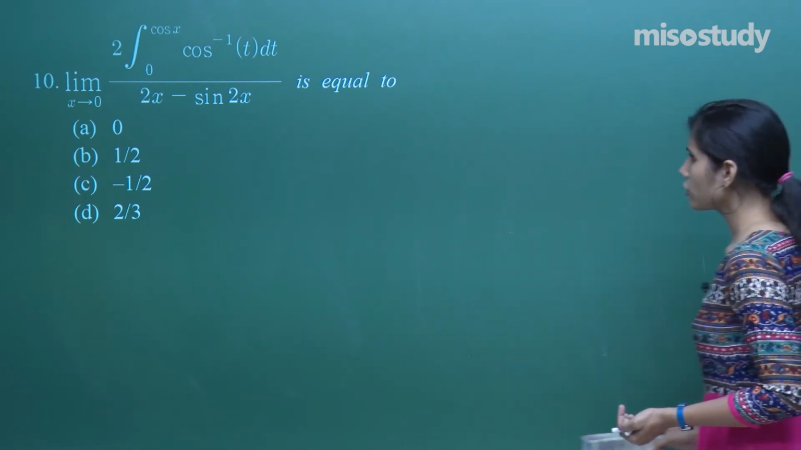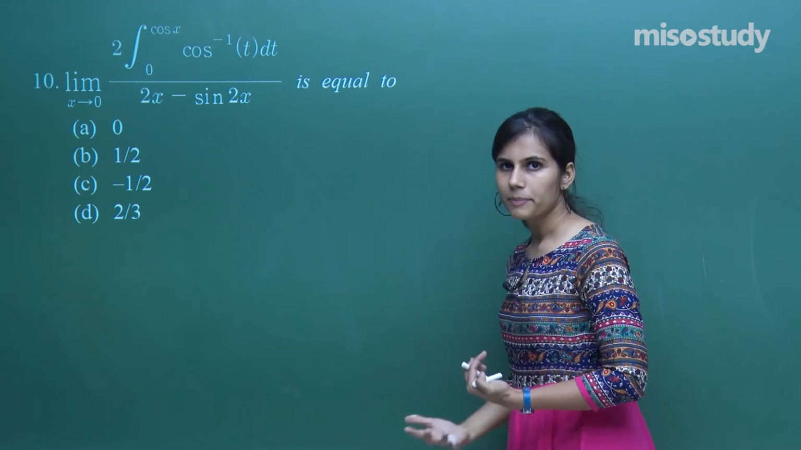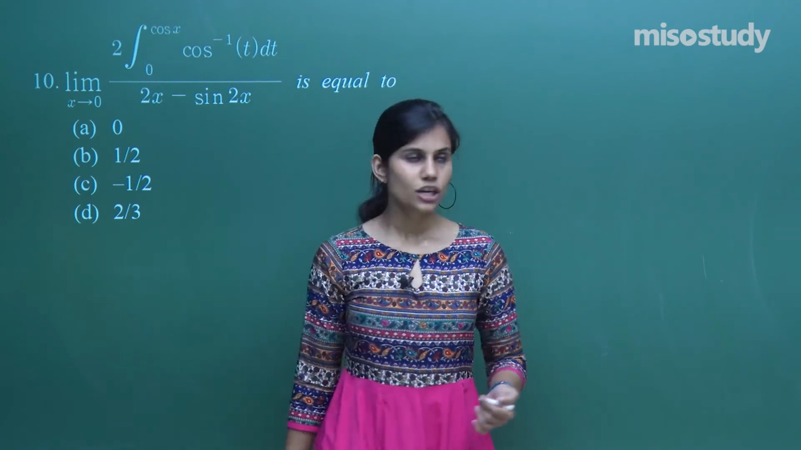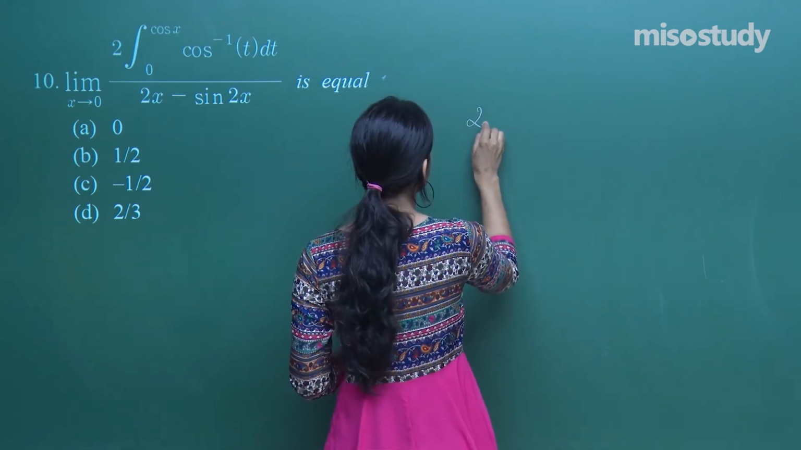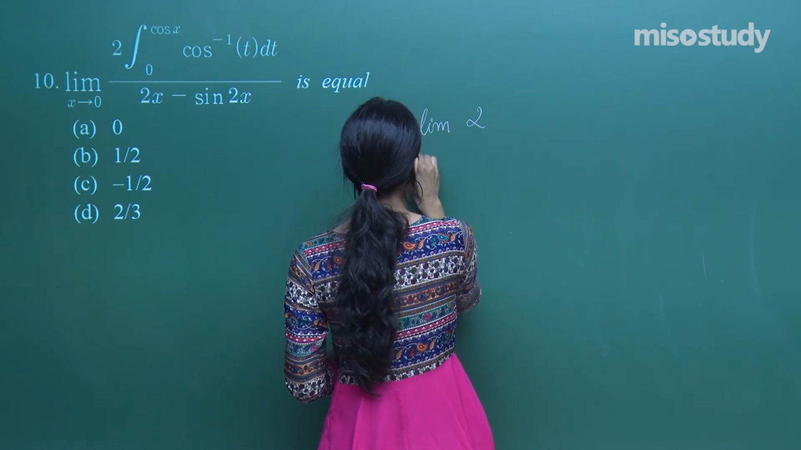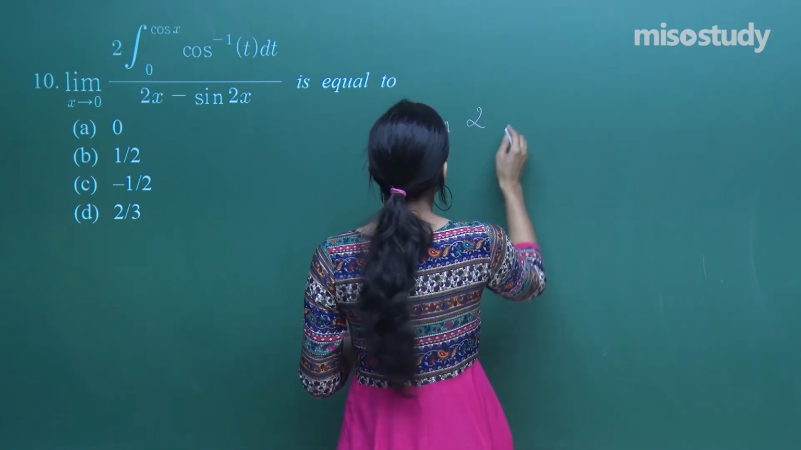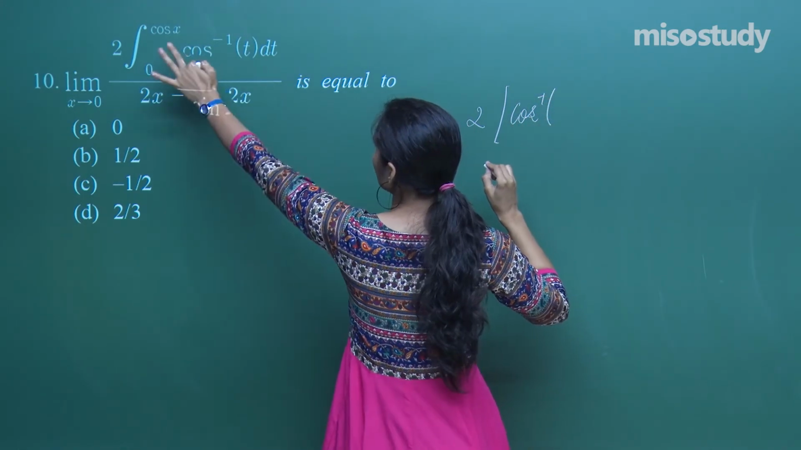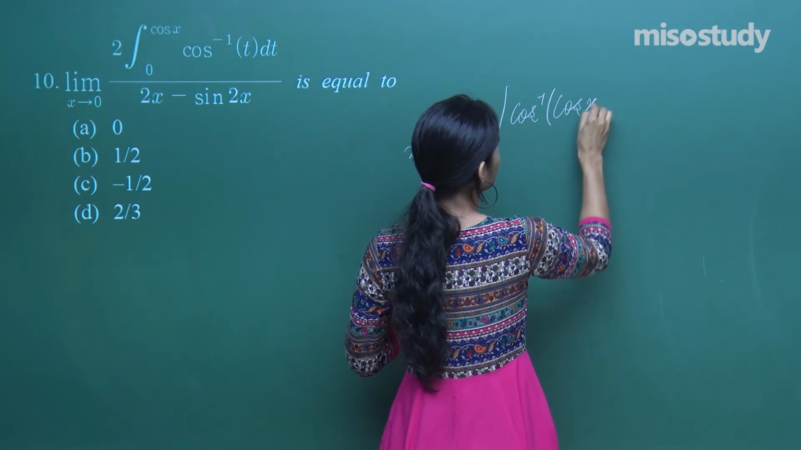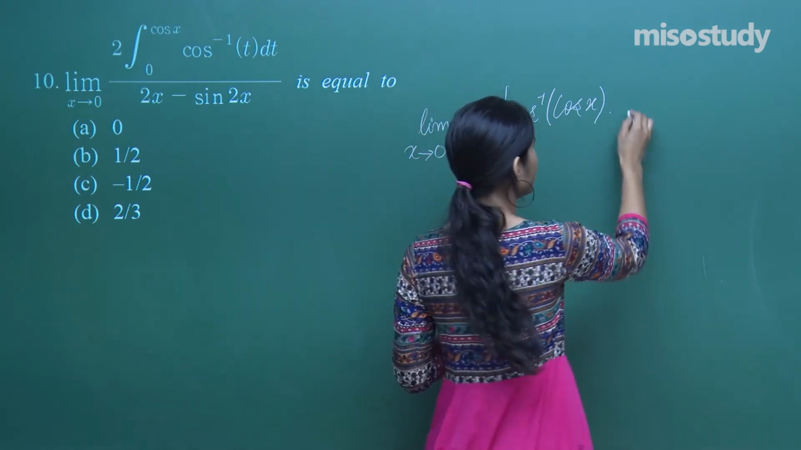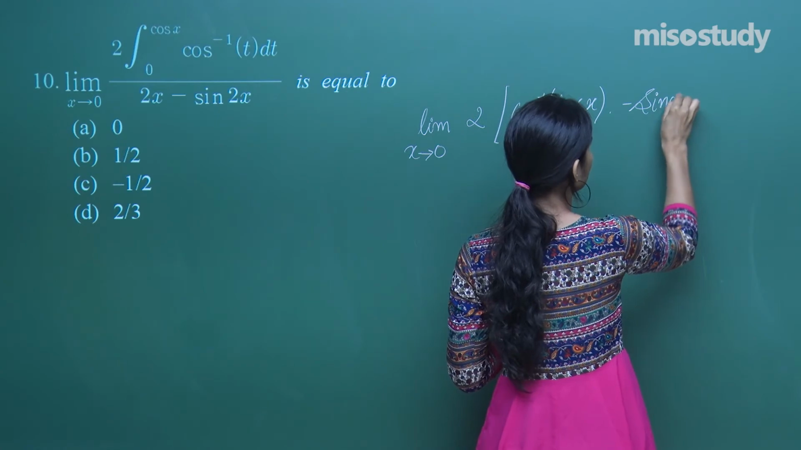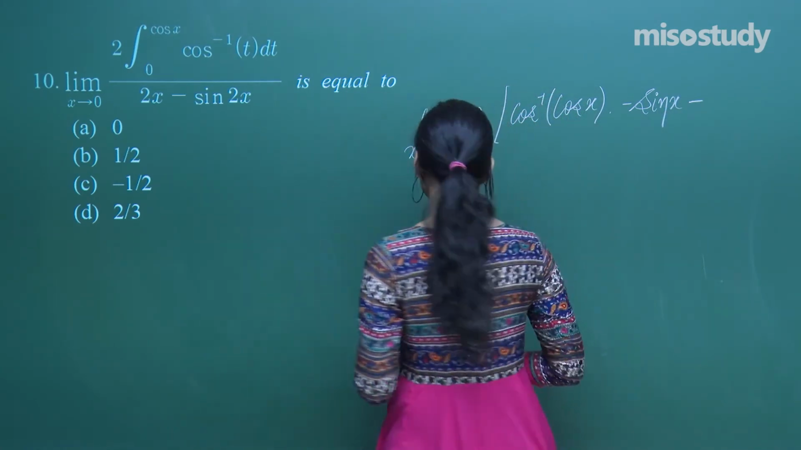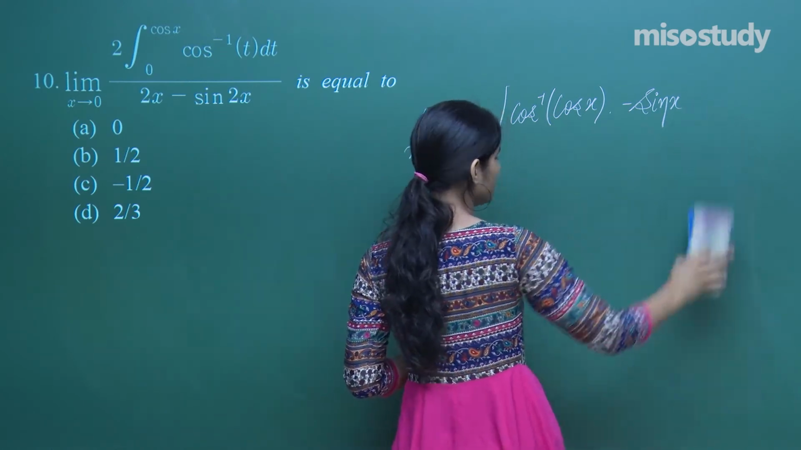Why? Because right now it is of the 0 by 0 form. So I will be interested in applying the L'Hopital rule, but in the numerator, I will have to actually apply the Leibniz rule, right? So when I do that, what I get is 2 is already here. Limit x tends to 0. How is it applied? This becomes cos inverse of cos x into d by dx of cos x, which is minus sin x, minus cos inverse of 0 into d by dx of 0, which is 0. So there is no expression in here now. That's it.